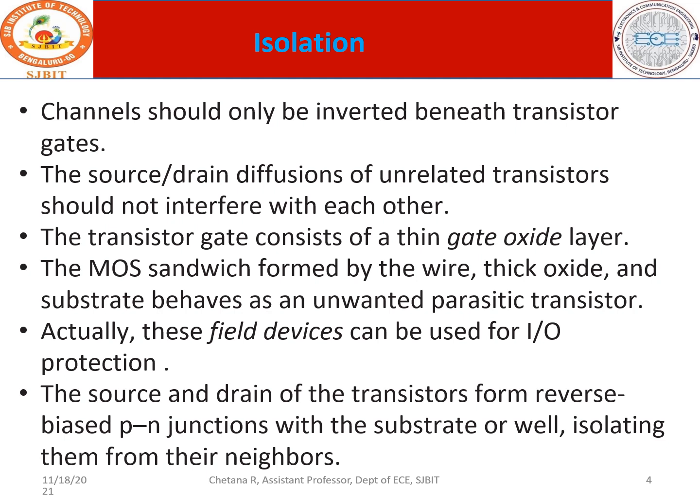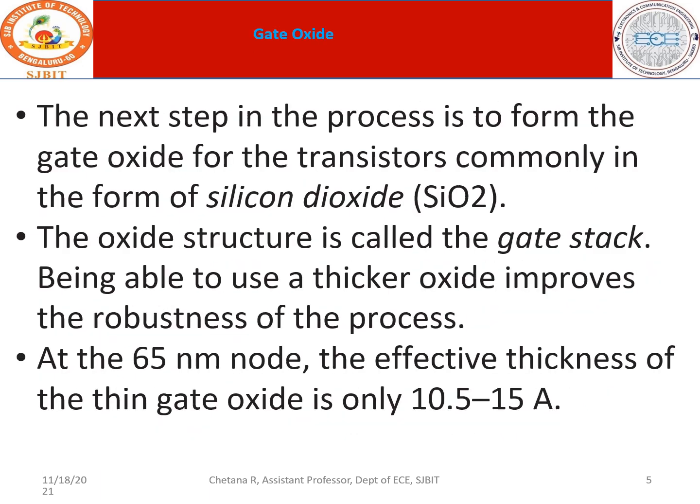So these field devices can be used for IO protection, and the source and the drain of the transistors form reverse biased PN junctions with the substrate or well, isolating them from their neighbors. This is nothing but the source and the drain terminal, and this is how they will be isolated.